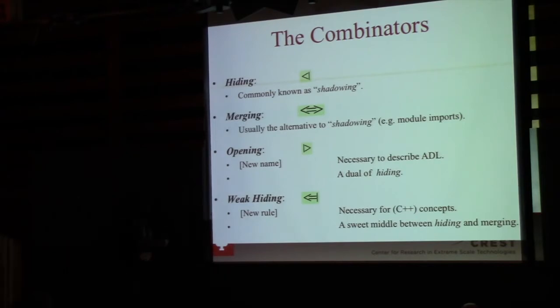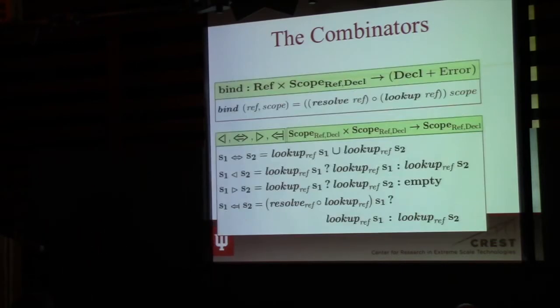And then we were able to introduce weak hiding as some sort of a sweet middle between hiding and merging. Now, here are the combinators in a nutshell. This is actually the entire framework, by the way. So bind is a composition of lookup and resolve. Lookup essentially, given a reference in the scope, picks out all the matching declarations and feeds them to resolve, which then tries to reduce them down to one best viable declaration.